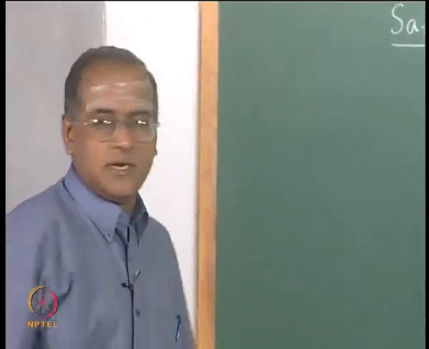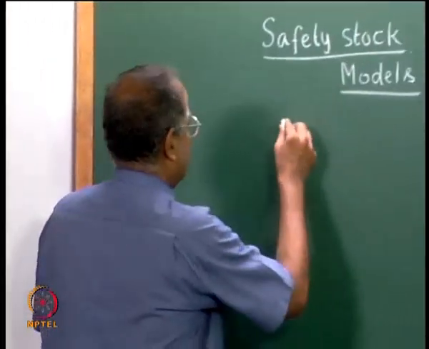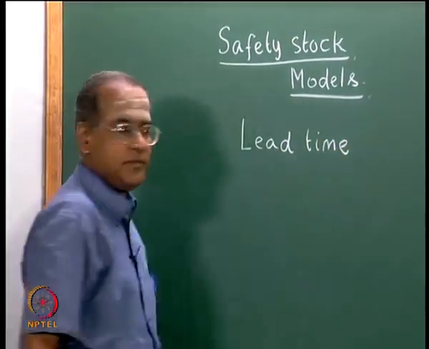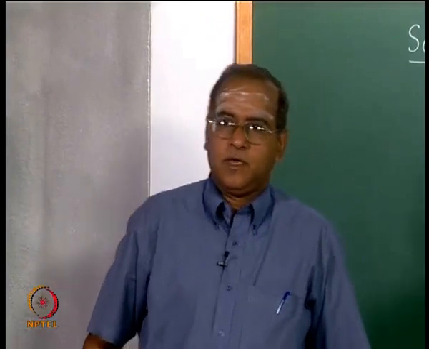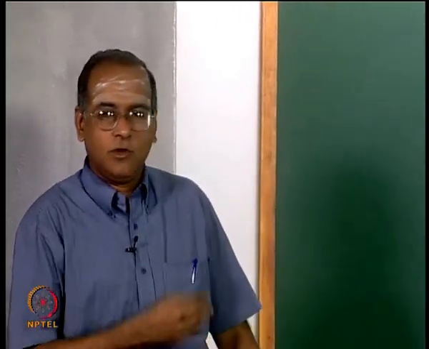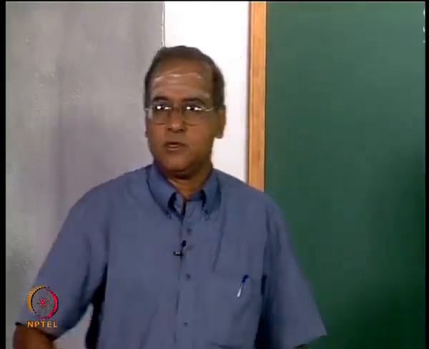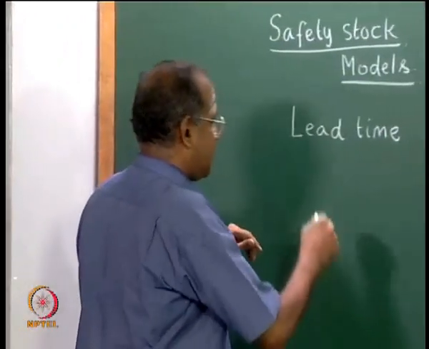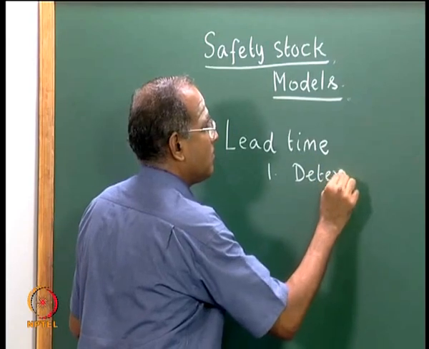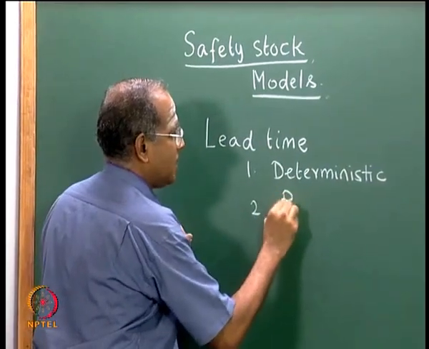In the last lecture we looked at some safety stock models, and we also studied the impact of lead time on the safety stock. We assume that the demand during the lead time is going to be probabilistic, and we have looked at several cases where the demand follows a discrete distribution or a continuous distribution. We also looked at lead time, and we looked at two cases where the lead time is deterministic and the lead time is probabilistic and follows a distribution.